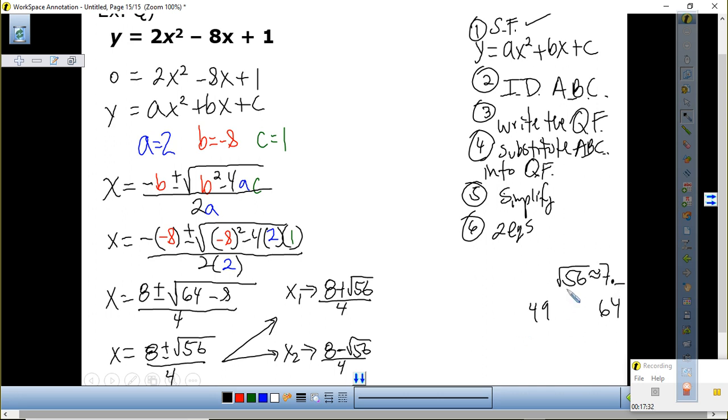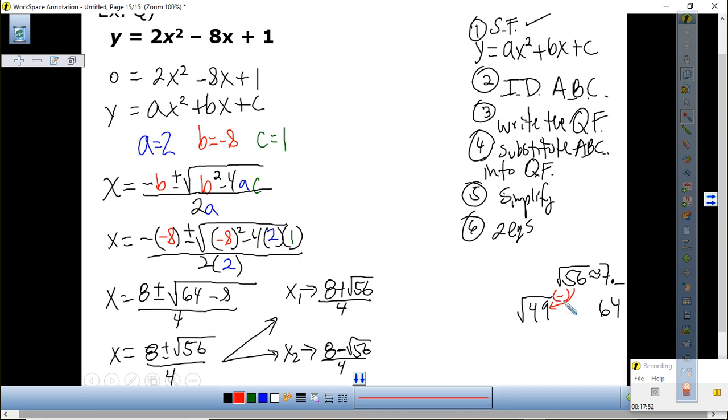How do we know that? Well, if this one falls in between these two perfect squares, what is square root of 49? 7. Square root of 64 is 8. It can't be more than 8, and it can't be less than 7. So it has to be 7 point something. So let's find the decimal form of that.